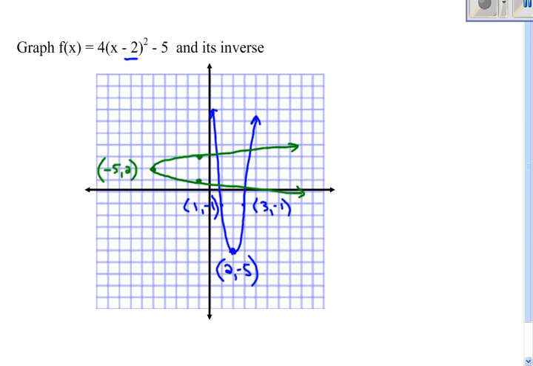An inverse should always reflect over the line y equals x, because when you switch your x and y values, it is always going to be symmetric over the line y equals x. And if you were to fold this paper in half, you would see that they would line up on each other. Of course, the next question would be, is this green inverse a function? And of course, it's not a function because a vertical line is passing through 2 points. So yes, you can graph its inverse, but the inverse is not a function.